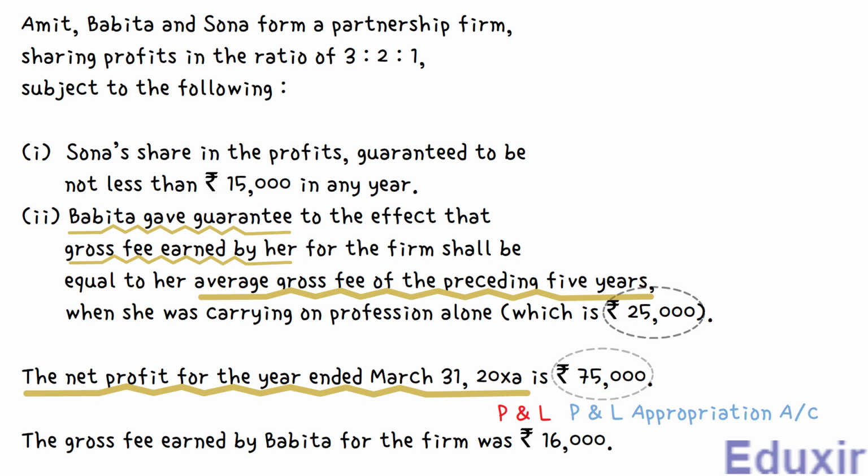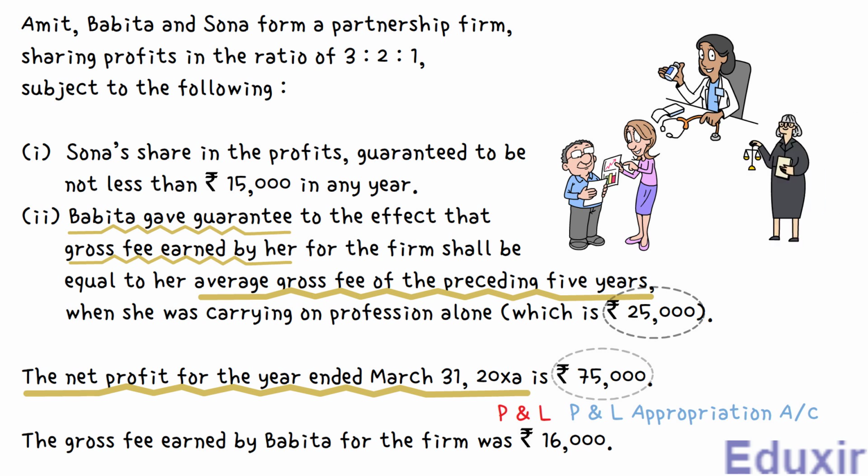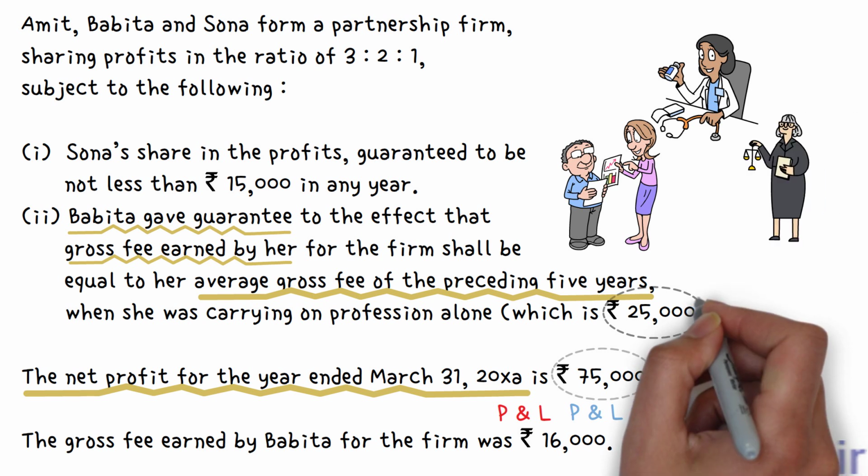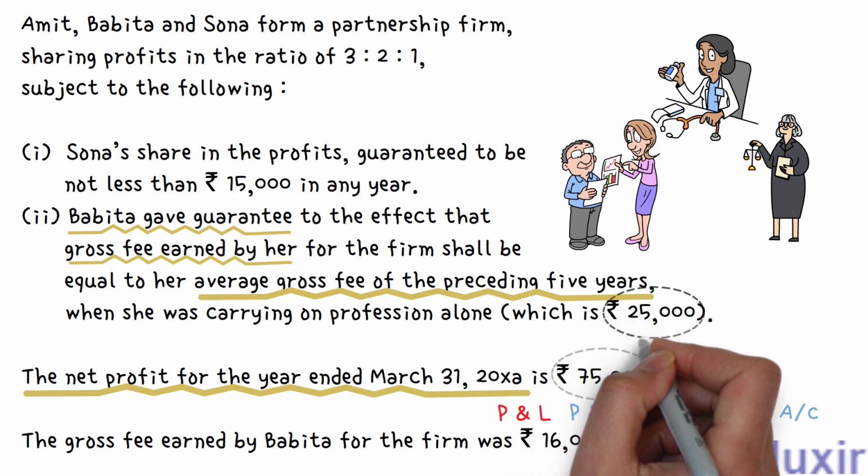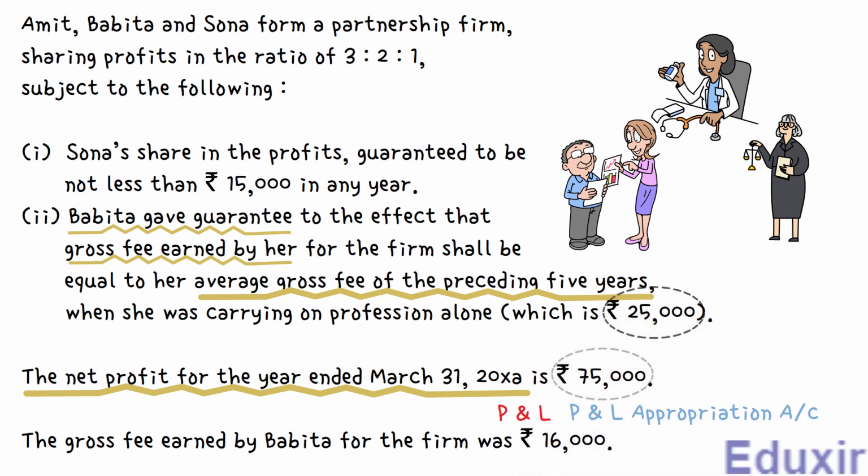Here, Babita is a professional like a consultant or doctor or a lawyer. Before joining the firm, on average, she earned 25,000 rupees per year on her own. That was her gross fee. When she joined the partnership, she promised to bring in that same 25,000 rupees worth of professional work for the firm each year. That 25,000 rupees is the business she is expected to bring in. In other words, it is the value of her services. Babita committed to bring in 25,000 rupees worth of gross fees.